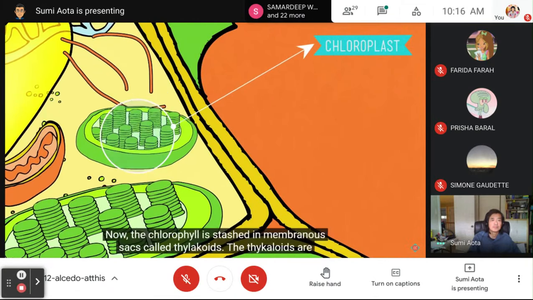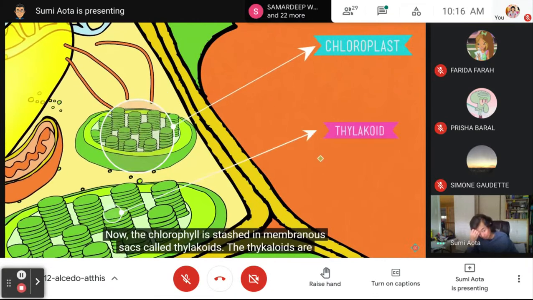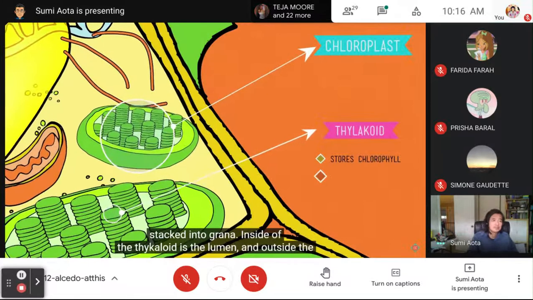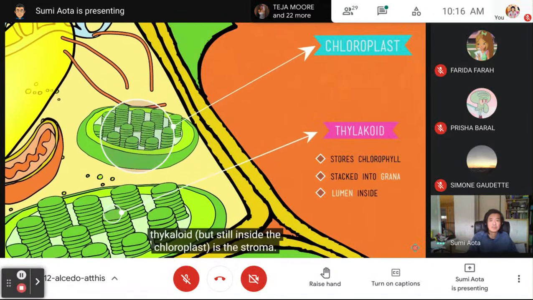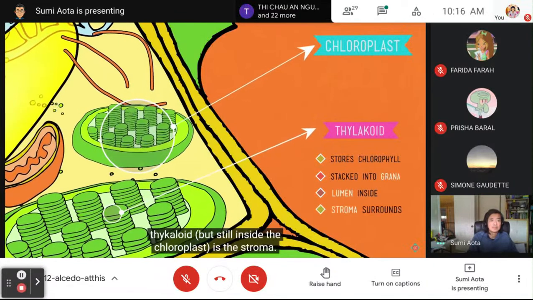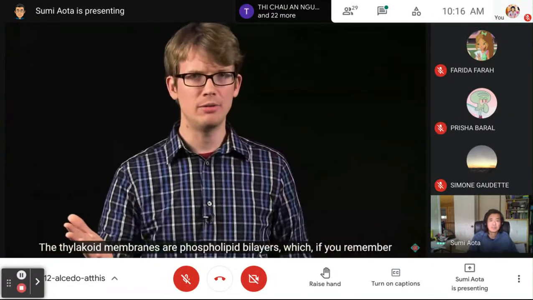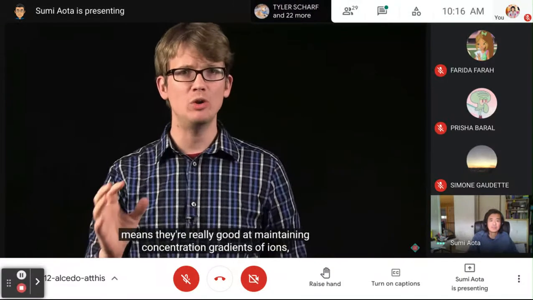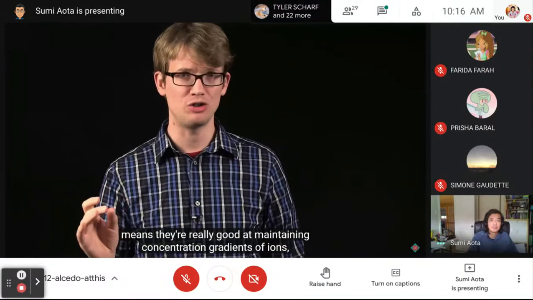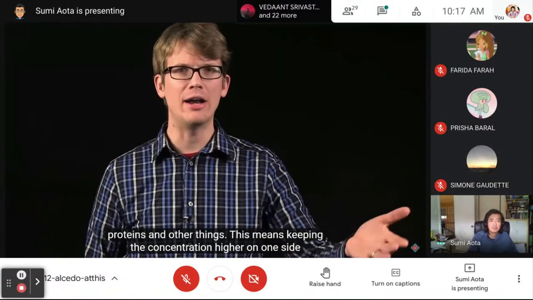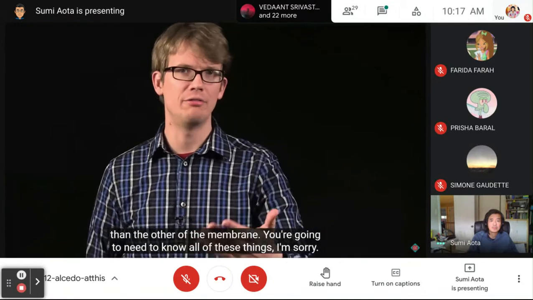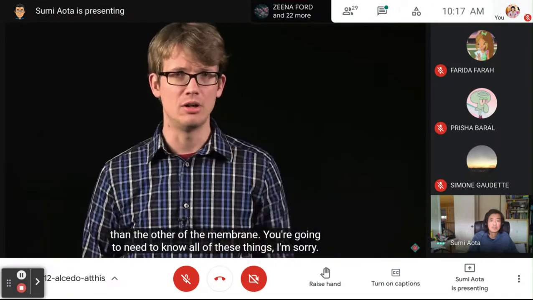Now, the chlorophyll is stashed in membranous sacs called thylakoids, and the thylakoids are stacked into grana. Inside the thylakoid is the lumen, and outside of the thylakoid, but still inside of the chloroplast, is the stroma. The thylakoid membranes are phospholipid bilayers, which, if you remember, means that they are really good at maintaining concentration gradients of ions and proteins and other things. This means keeping a concentration higher on one side than the other of the membrane. You're going to need to know all of these things, I'm sorry.